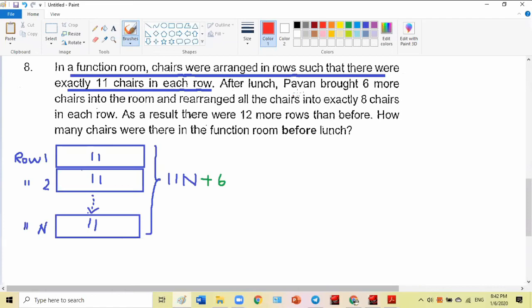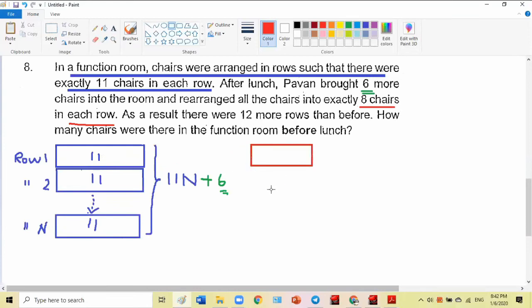Right? After you bring in the 6 more chairs here, he goes and rearranges all the chairs into 8 chairs in each row. That means whatever I had in the beginning, so in terms of rows, here is row 1. But it's shorter. Let me draw row 1. It has 11. Now it's 8 chairs, so I am going to draw here. Correspondingly, row 1.